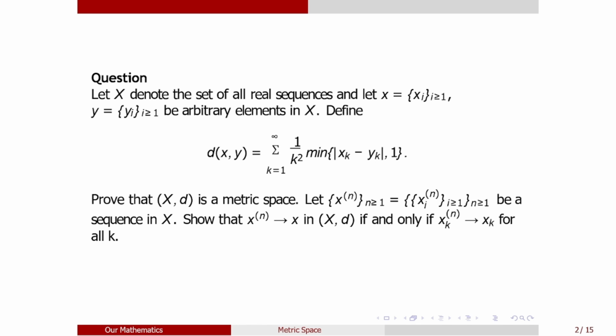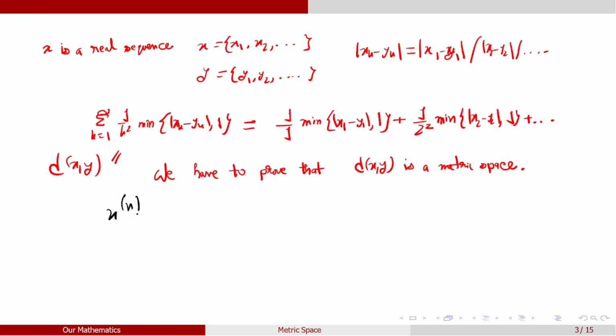That means a sequence of real sequences converges to a real sequence if and only if the component-wise sequences converge to the components. That means x is a real sequence, so there are components x1, x2, and so on. Now xn consists of sequences: the first sequence, second sequence, third sequence, and so on. If we take the kth component of the first sequence, the kth component of the second sequence, and so on, what does xn look like?